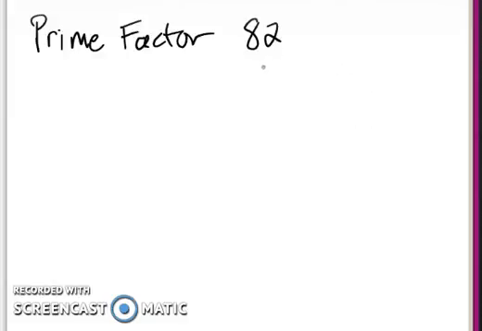Prime factor means we have to break it down until we can't break it down anymore into primes. This is 82, so we know it's going to be divisible by 2, which gives us 2 and 41. Okay, when we get 41 here, we can't break the 2 down because that's prime. We want to see if we can break the 41 down into anything.